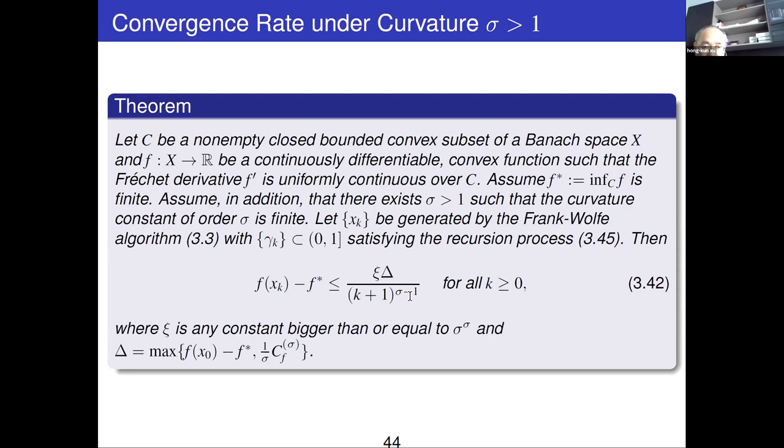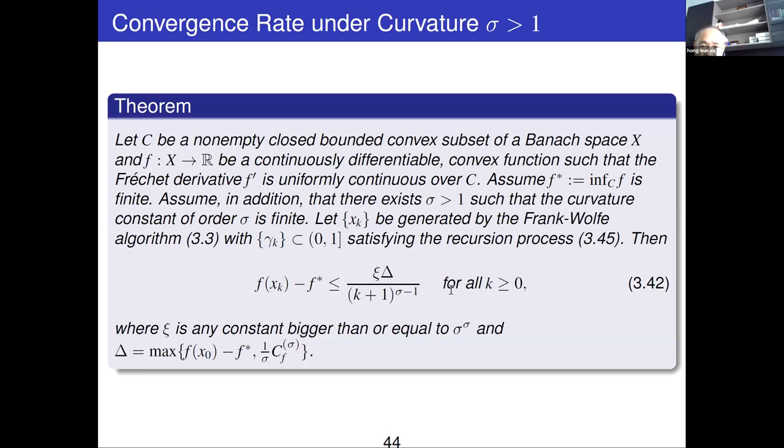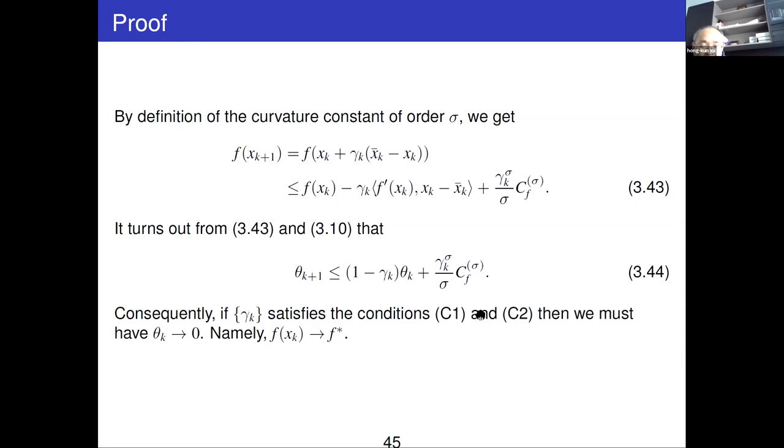But the proof is not so easy. Of course, I need to use the definition of the curvature constant of order sigma. The inequality down here, 3.46, is simply the definition of the curvature constant of order sigma. Similar to the previous case, we can arrive at this inequality. Now the problem is how to solve this inequality to get the estimation given here in equation 3.42.